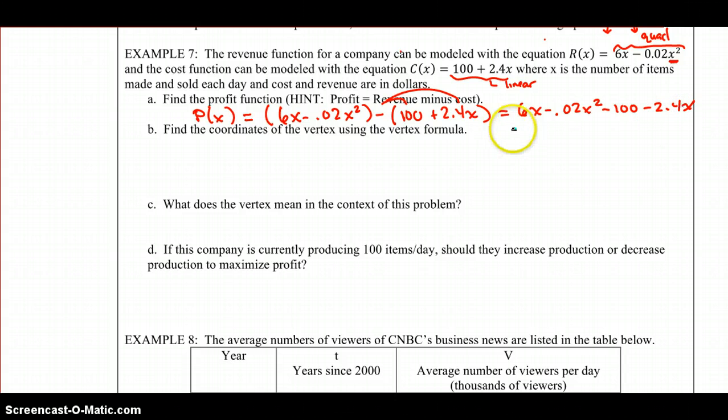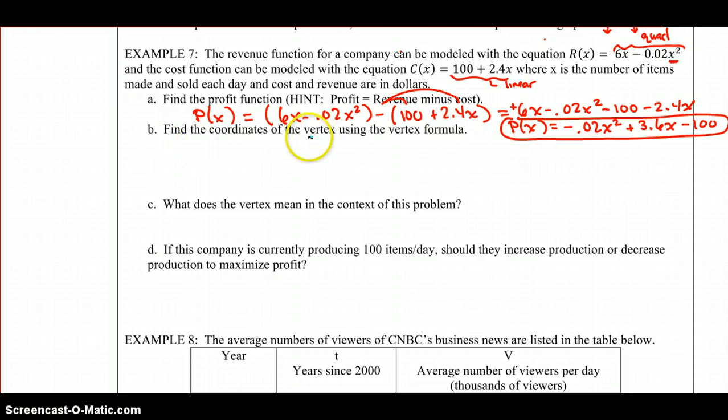And so if we combine like terms, we're going to get p of x, and I'm also going to write these with the x squared term first. So negative 0.02x squared, and then we have a positive 6x minus 2.4x, so we'll get a positive 3.6x, and then our constant term, minus 100. And so here is our profit function.